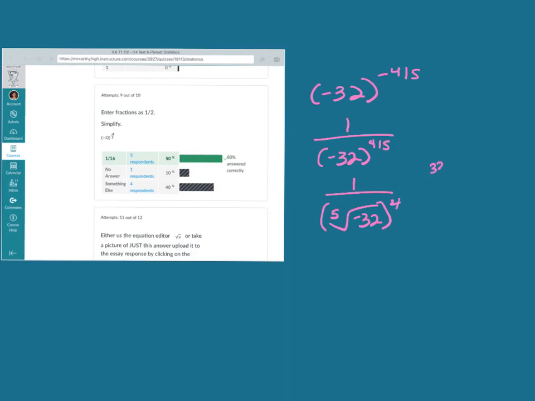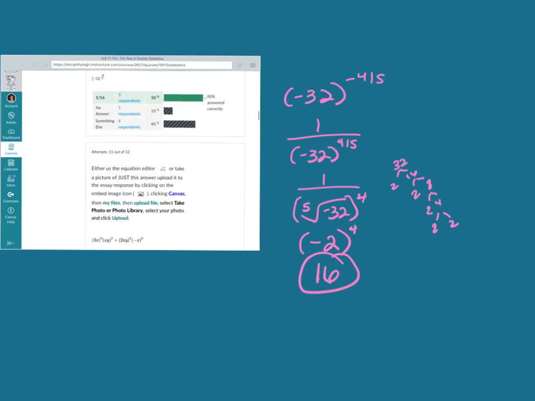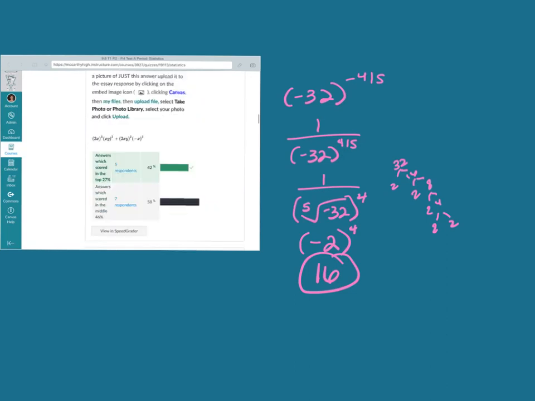So 32 is 2 and 16, 2 and 8, 2 and 4, 2 and 2. That's exactly 5 2s, which means the 5th root of negative 32 is actually negative 2. But when I raise it to the 4th power, 2 times 2 times 2 times 2 is back to a positive 16. So that was just one version of the question. The other question would have stayed negative because it was an odd number. Okay, but that one was missed a lot.